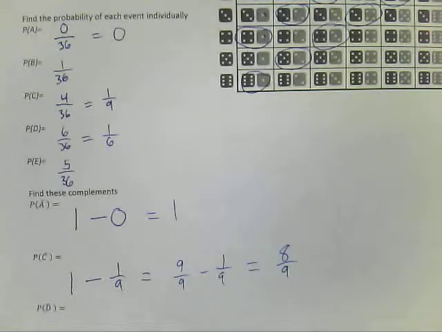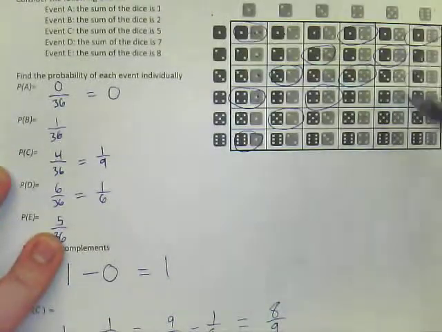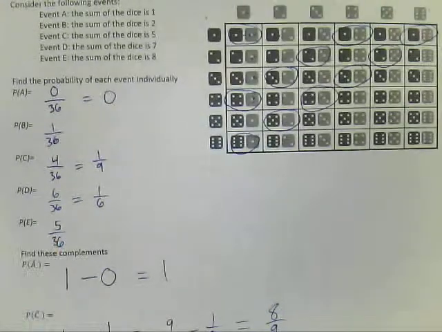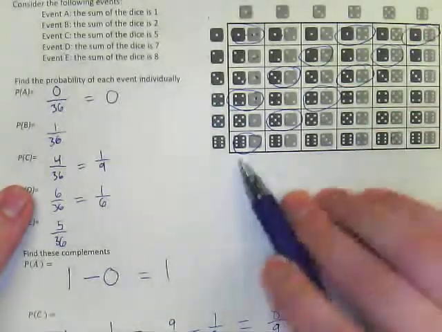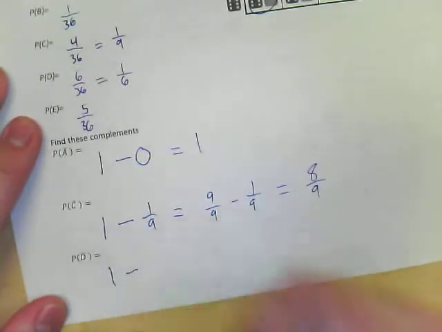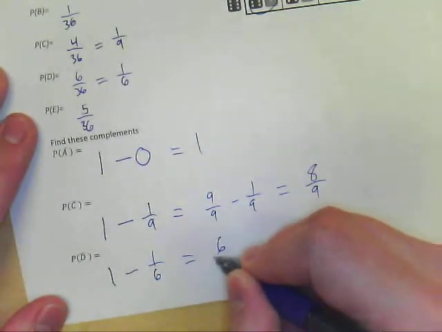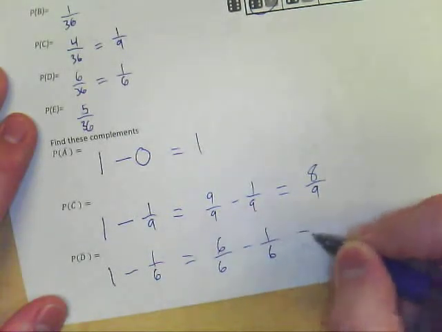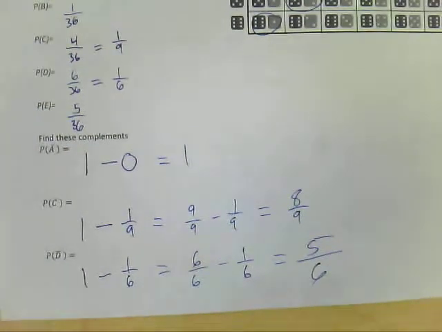All right, complement of D, that's the number of ways not to get a 7. So again, we could count up all of these ways not to get a 7 and all of these ways not to get a 7, and find that probability, but it's much easier again just to find the probability of getting a 7, which is just along this diagonal, and then subtract it from 1. So we'll do 1 minus the probability of getting a 7, which was 1/6. So 1 is 6 out of 6, subtract 1 out of 6, and you get a 5/6 probability of not rolling a 7.